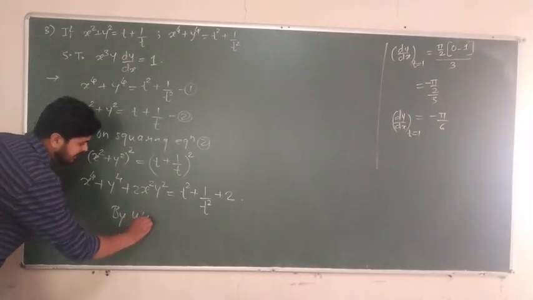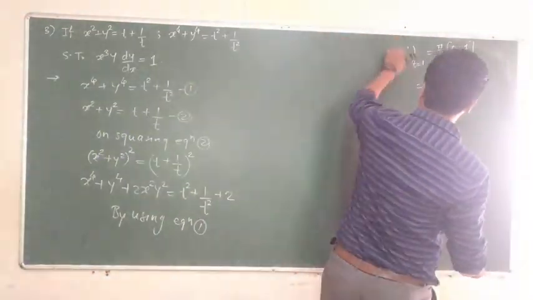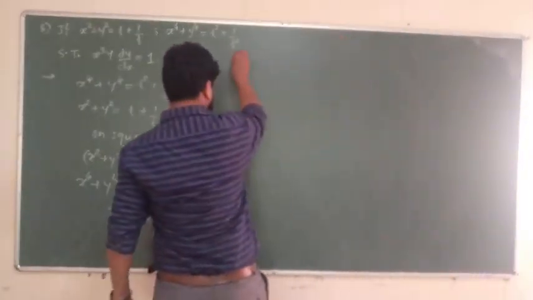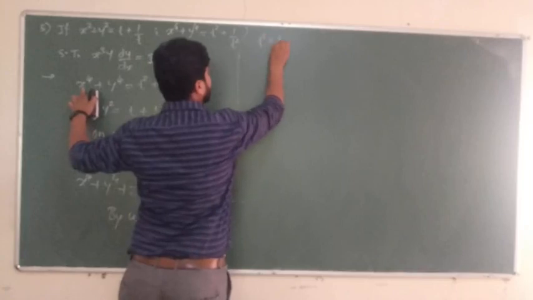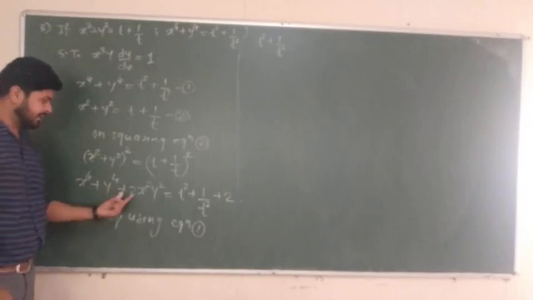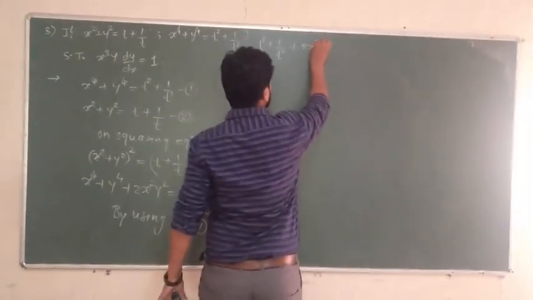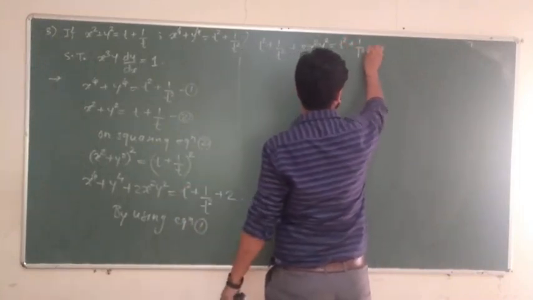Now if you observe equation number 1, here x raised to 4 plus y raised to 4 is equal to t square plus 1 upon t square. So by using this equation 1, we can write t square plus 1 upon t square, this is the value of x raised to 4 plus y raised to 4, it appears here, plus 2x square y square is equal to, on the right hand side, t square plus 1 upon t square plus 2.